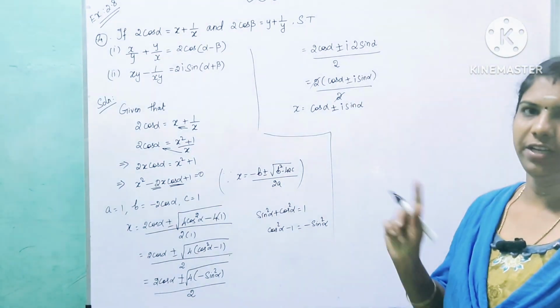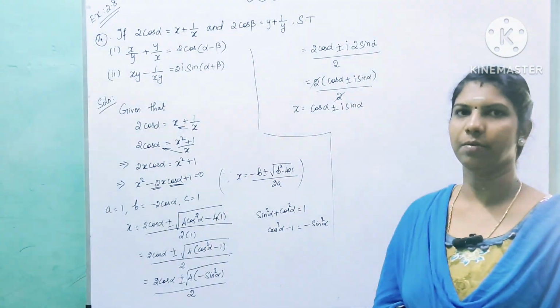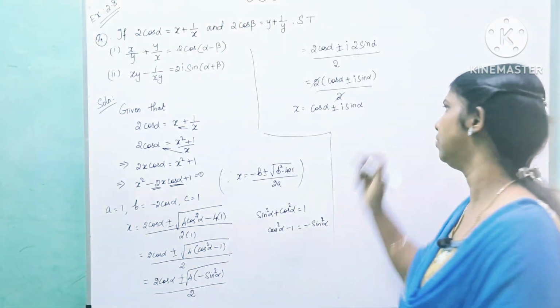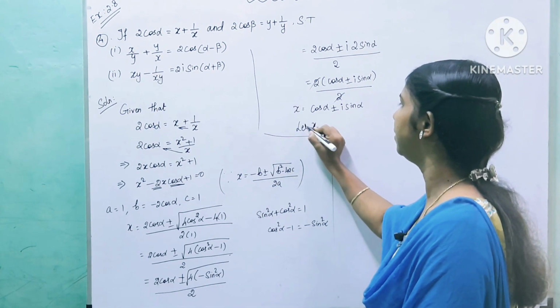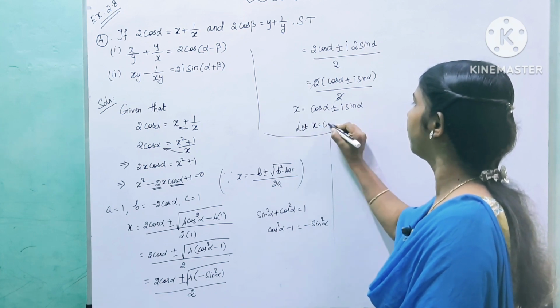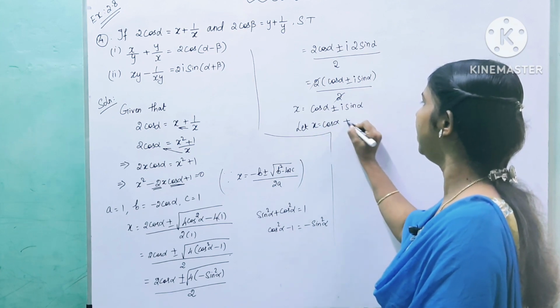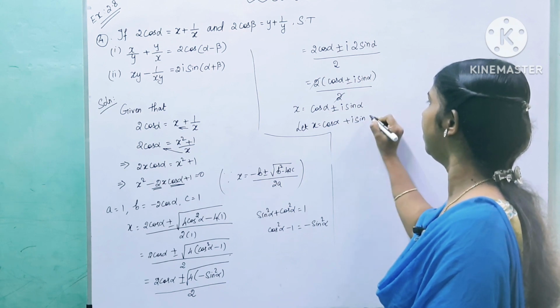But we want only one x. x has 2 values, and any one value is enough for us. So we consider the positive value here. Let x be equal to cos alpha plus i sin alpha.